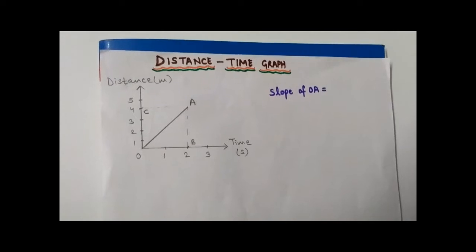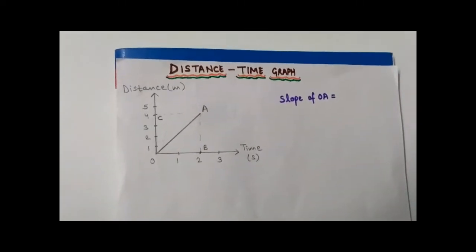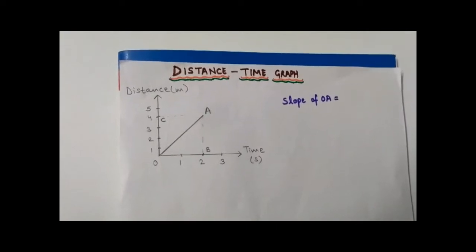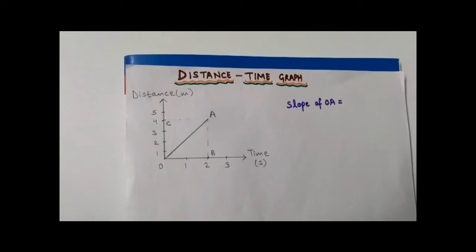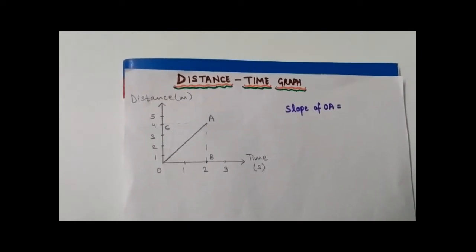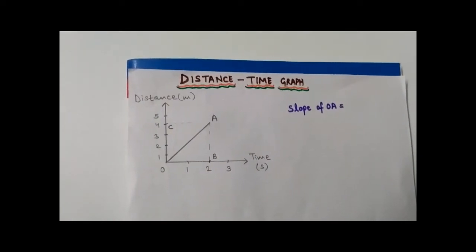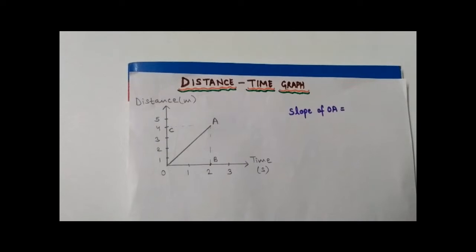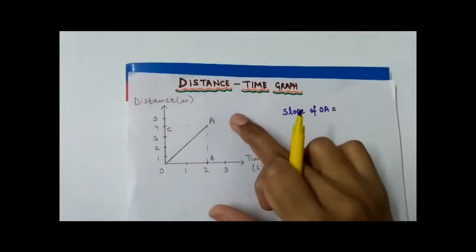So, students, in our previous class, we discussed the introduction of graphical representation of motion, right? There we started our distance time graph. We made certain conclusions also. There we also discussed how to find the slope of a particular line. So, tell me how to find the slope of this OA.